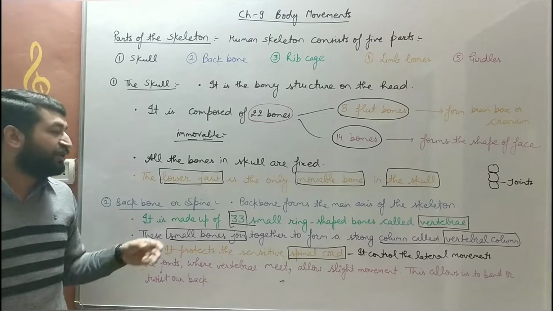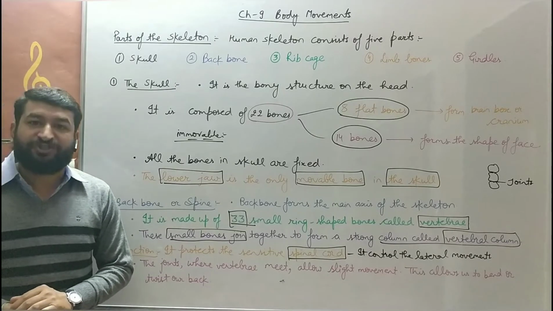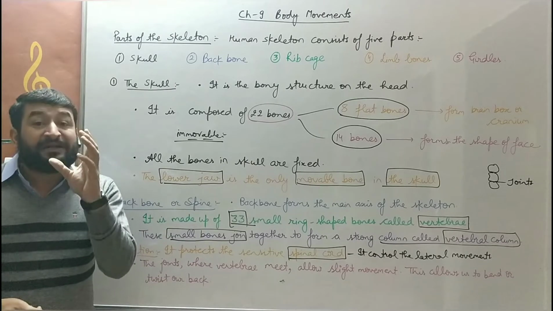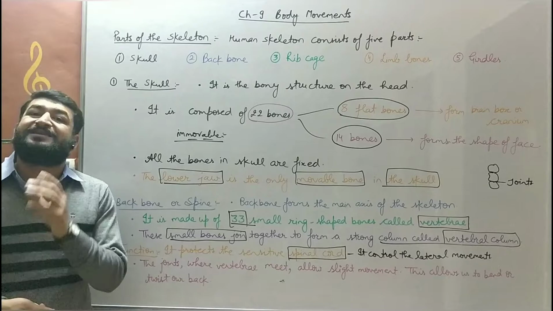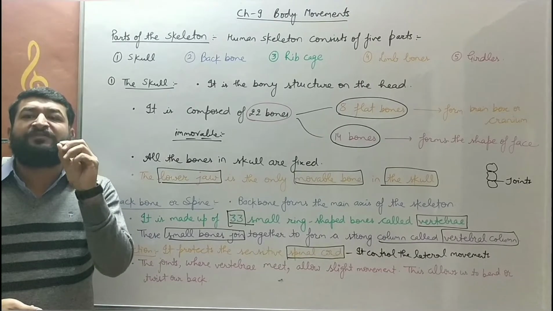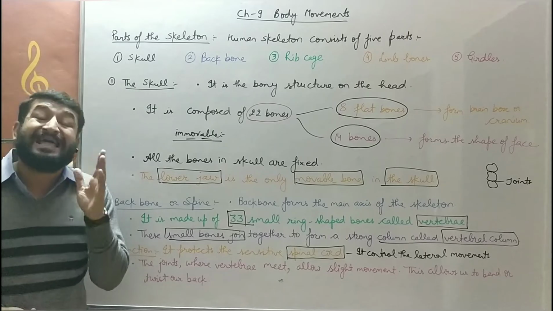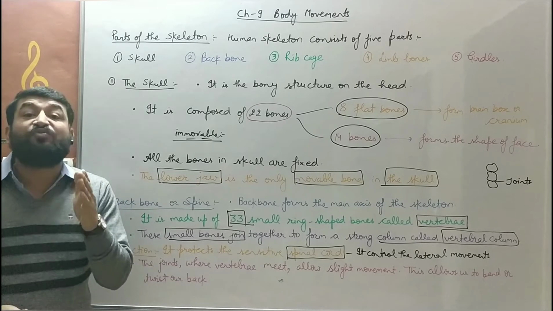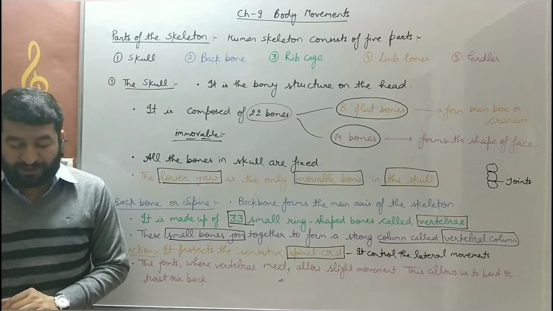So that is the vertebral column and its functions. That is, it protects the spinal cord. And the second, the joints present in the vertebrae of the vertebral column help in the slight movements like bending of the body.